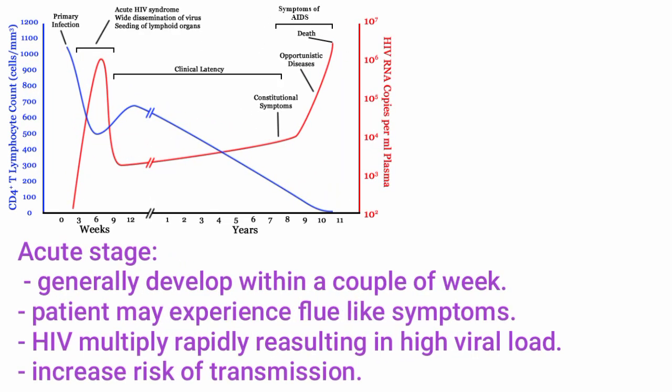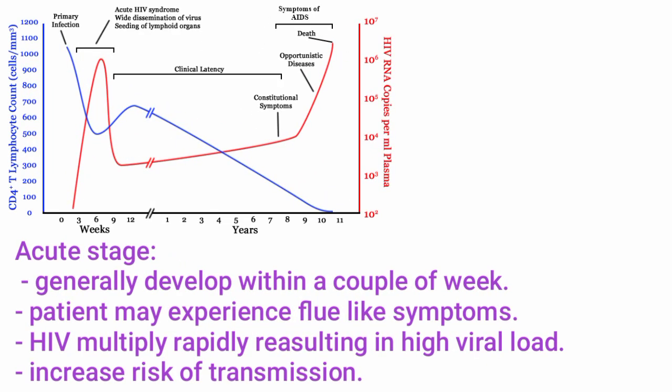There are three stages of HIV infection. The acute stage generally develops within a couple of weeks after a person is infected with HIV. During this time, the patient may experience flu-like symptoms.